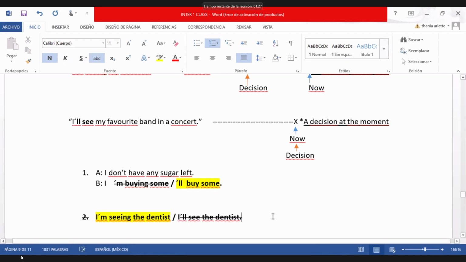Okay? All right? Now we are going to the student's book. We are going to open our student's book. What time is it? We have 1 minute left. Page number 37. Student's book, page number 37.